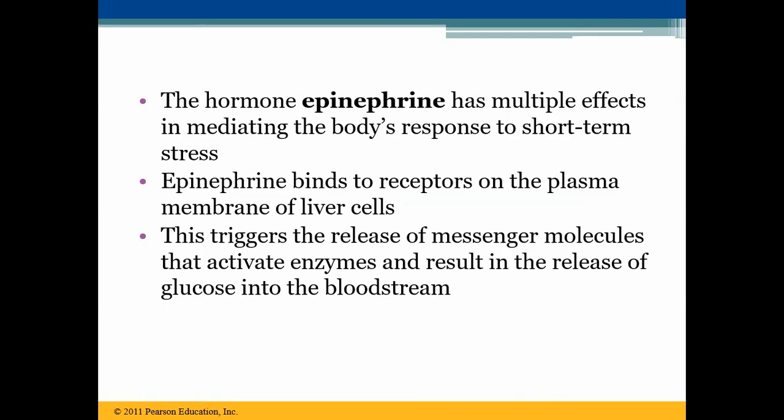The hormone epinephrine has multiple effects in mediating the body response to short-term stresses. Epinephrine binds to receptors on the plasma membrane of the liver cells. This triggers the release of messenger molecules that activate enzymes that result in release of glucose into the bloodstream. You know that epinephrine and norepinephrine are the hormones of the fight or flight mechanism. They are the neurotransmitters of the sympathetic system. They increase the blood glucose, like glucagon, by increasing the breakdown of glycogen and releasing glucose into the blood, so that glucose is available and the person can have their fight or flight mechanism going on.